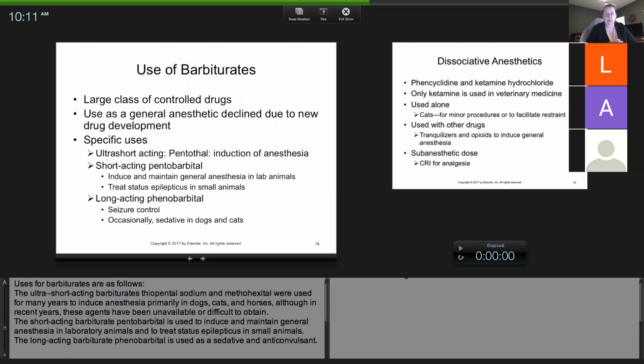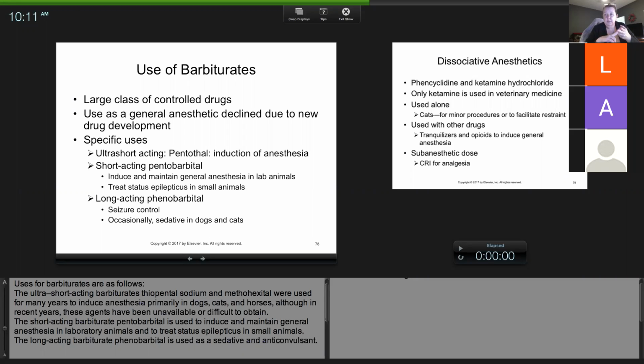Pentobarbital is for euthanasia, Miranda. Phenobarbital is seizures. Pentobarbital is euthanasia. Pentothal is for anesthesia. Long-acting, short-acting, ultra-short. Ultra-short was the anesthetic barbiturate that we used. Pentothal accumulates in the tissues.